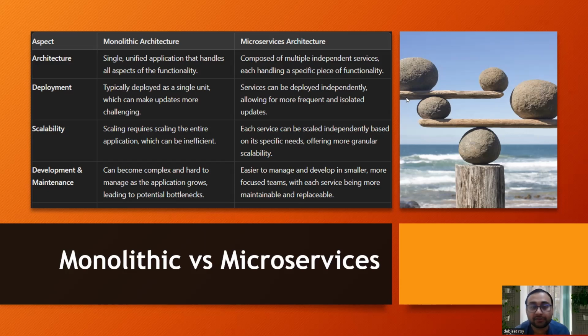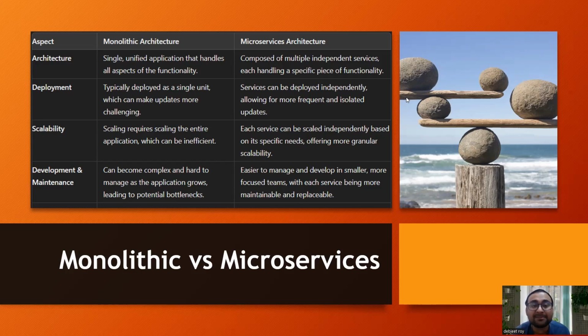There you can't make use of monolithic because it becomes very long, lengthy and complex, and very tedious for any new developer to understand the code. From an architecture perspective, monolithic is a single unified application that handles all aspects of the functionality. Microservice is composed of multiple independent services. The services are not dependent on each other until and unless they are communicating with each other. Each service handles a specific set of functionalities. From a deployment perspective, monolithic architecture is deployed as a single unit.